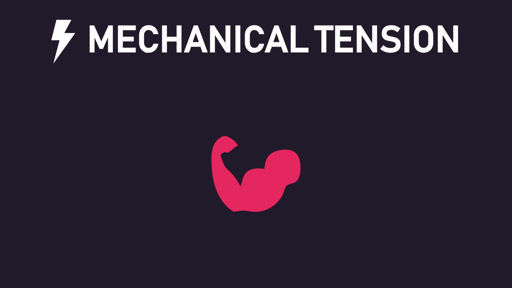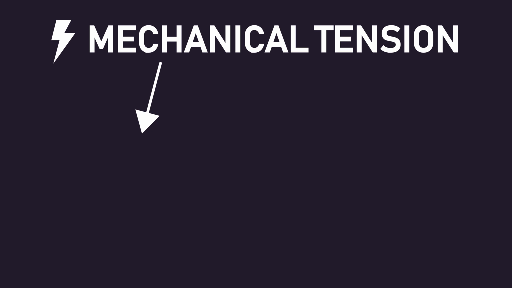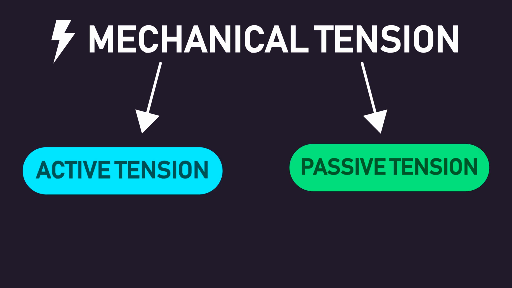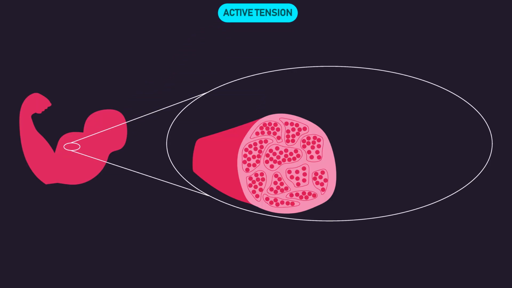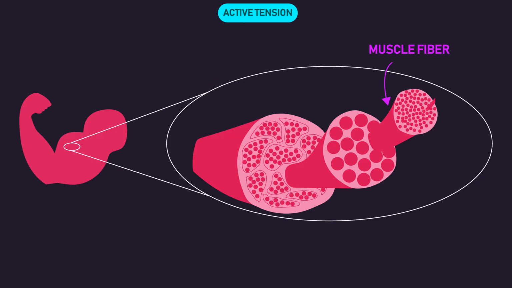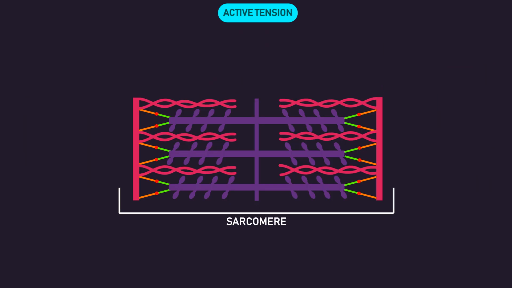Mechanical tension is the best categorized driver of muscle growth currently. Mechanical tension consists of active tension and passive tension. Active tension is the force generated by the contractile units of a muscle. If we were to look at the layers of a muscle, within muscle fibers are found myofibrils. Sarcomeres, which are the contractile units of muscle, are located here.